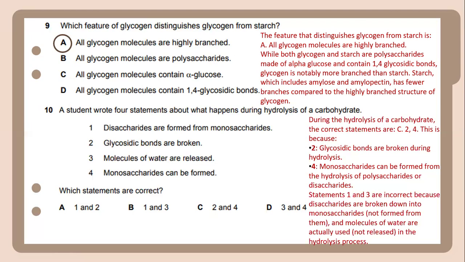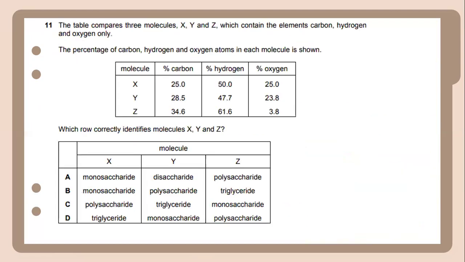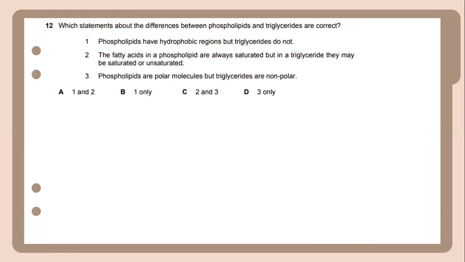Number 11, the table compares 3 molecules X, Y, Z, which contain the elements carbon, hydrogen, and oxygen only. The percentage of carbon, hydrogen, and oxygen atoms in each molecule is shown, and which row correctly identifies molecules X, Y, and Z? The answer will be X represents monosaccharide, Y is a polysaccharide, and Z is triglyceride.